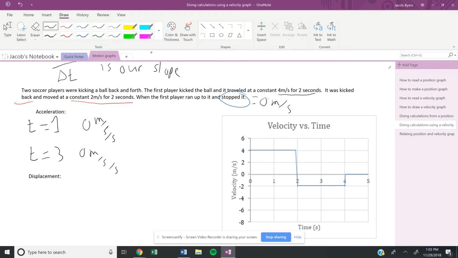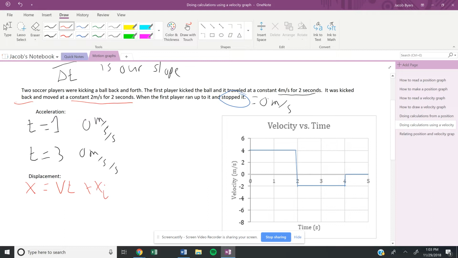So now we're going to look at displacement. There are 2 things we can do. We can use the same displacement equation from earlier because we're at constant velocity, and from our last video, we know that position is equal to velocity times time, if it's constant velocity, plus our initial position.